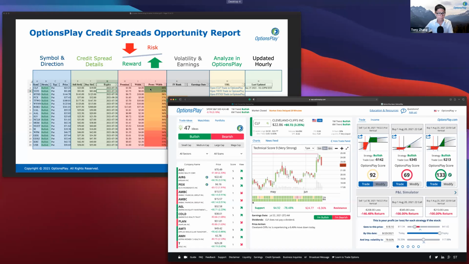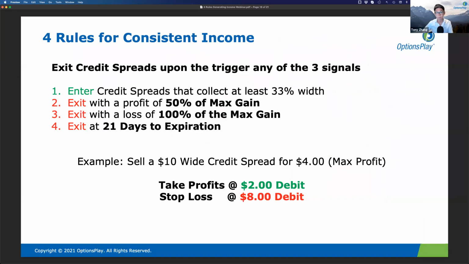So with that, let's go over some of the rules. Now that we've talked about the strategy, we explained our rationale behind how we find credit spreads that give you an edge. Let's talk a little bit about once you sell this credit spread, what are the rules to generating consistent income?